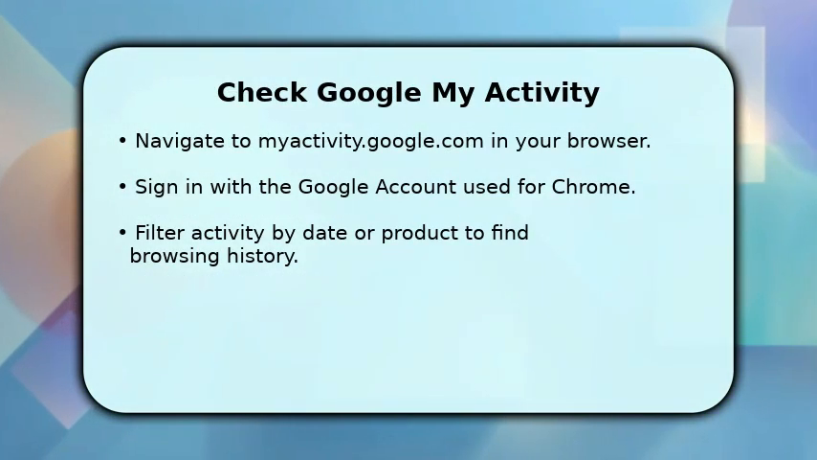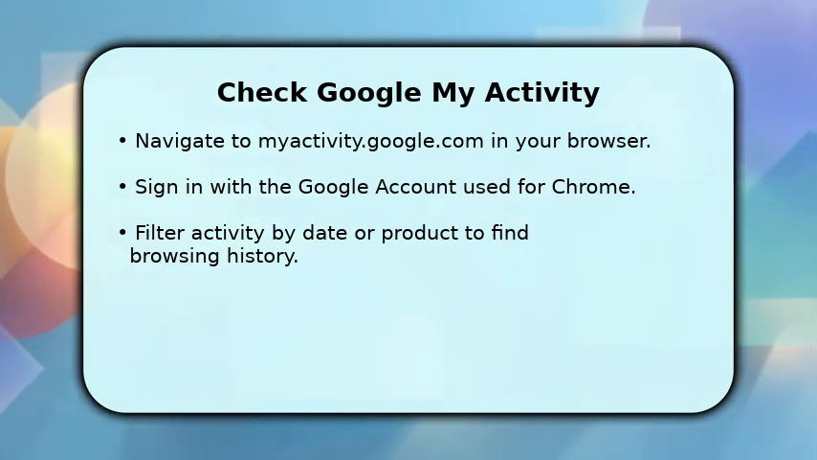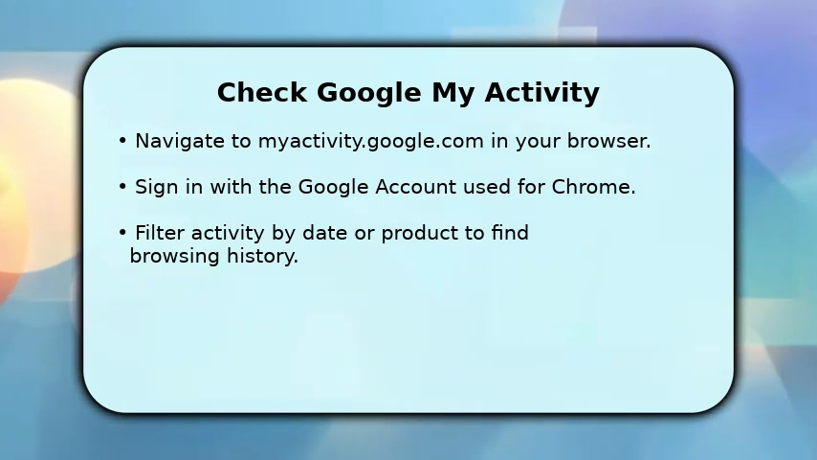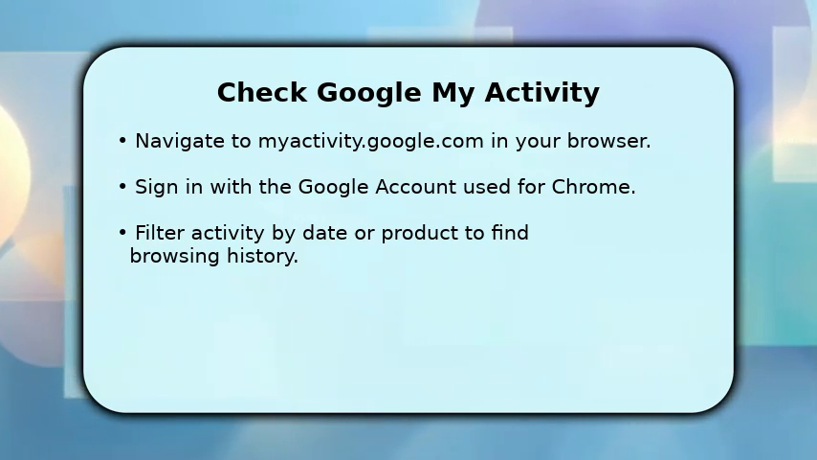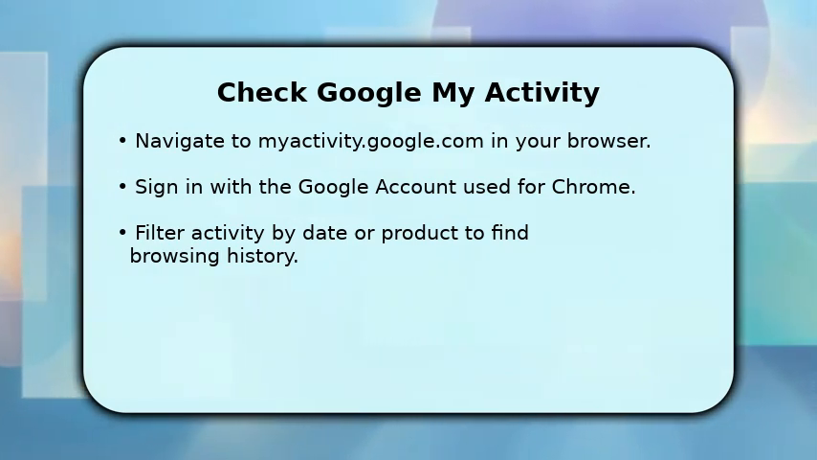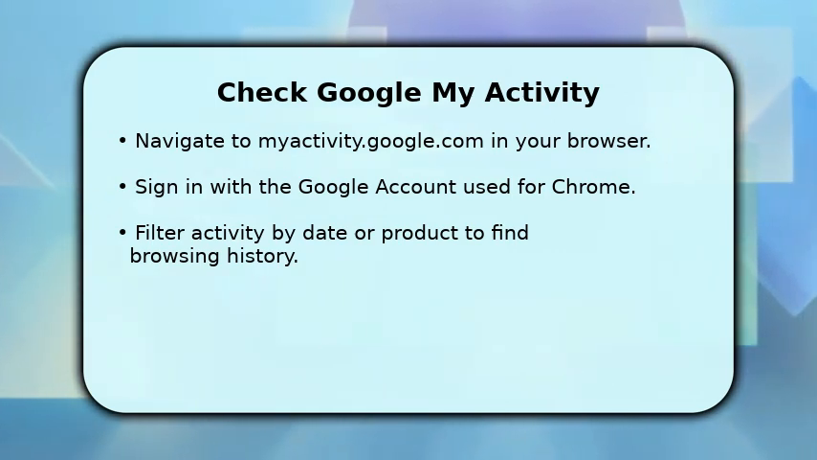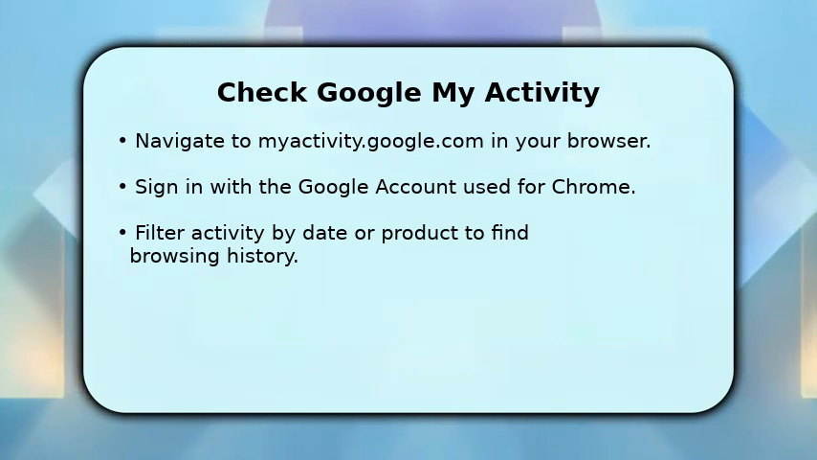To check your Google My Activity, open your web browser and go to myactivity.google.com. Make sure you are signed in with the exact Google account that you used while browsing in Chrome. Once there, you can filter your activity by date or by product, specifically looking for Chrome browsing history. This method is highly effective for recovering data synced to your account.